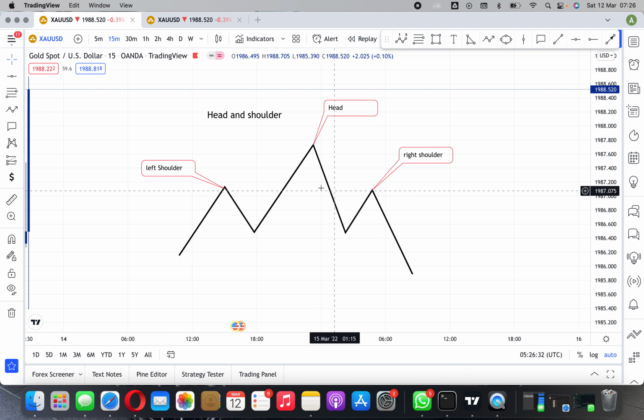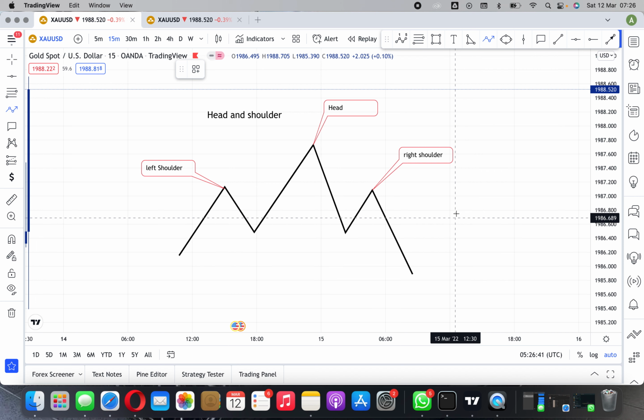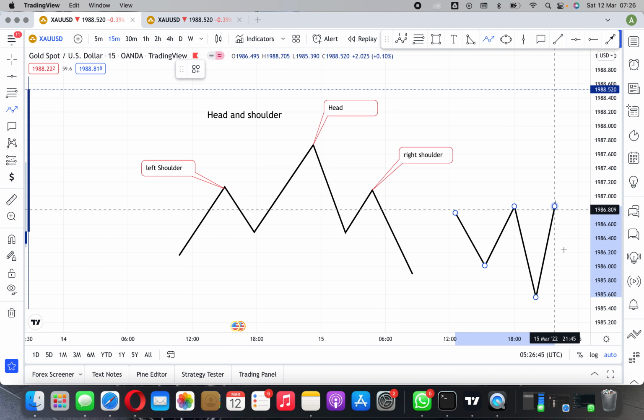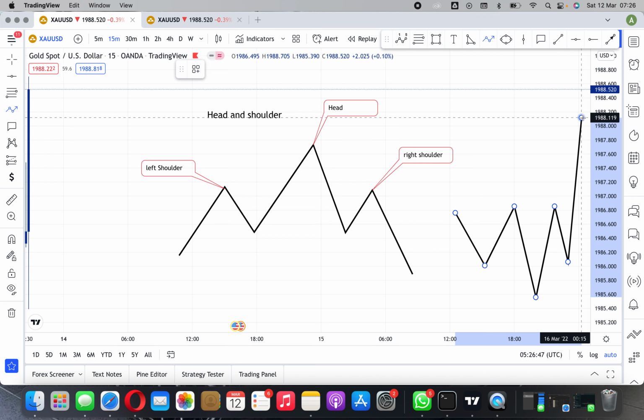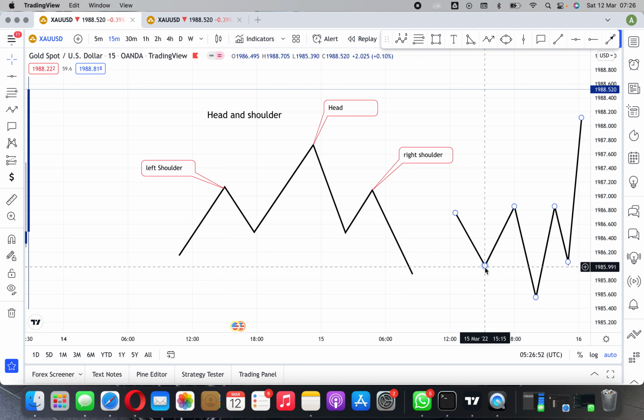So it works like this: when the right shoulder is being formed, there's going to be a sell in the market, or we have it upside down as well. It can actually come like this as well, and we're going to have a buy. So it happens like that as well, where we have left shoulder, head, and right shoulder. When we get there, we're going to work more on that.